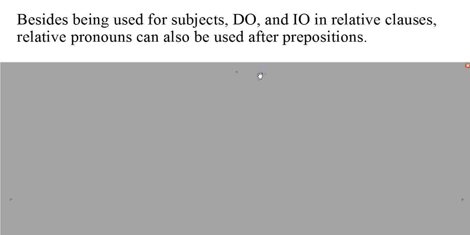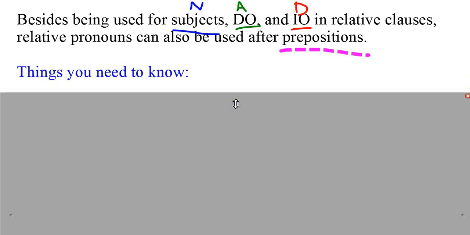Now, here we go. We can use relative pronouns as subjects, and when we look at relative pronouns as subjects, we're talking about relative pronouns in the nominative case. We can look at them as direct objects, therefore meaning the accusative case, and we can look at them as indirect objects or the dative case. The other thing that we want to watch out for now is what if it's a preposition that we're dealing with? So not just like who or that, but with whom or for that. So these are the things you need to know.